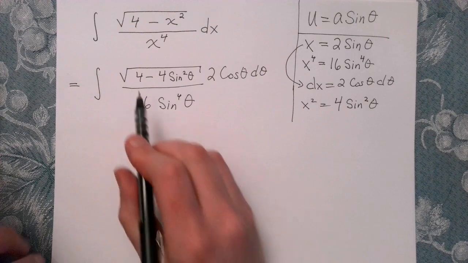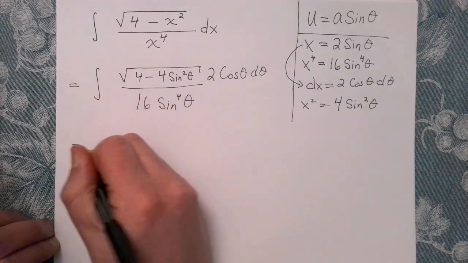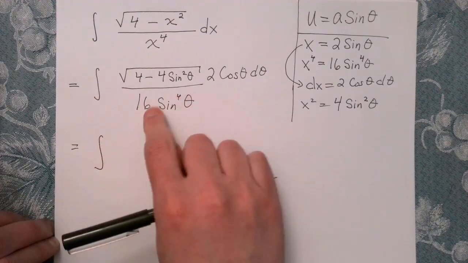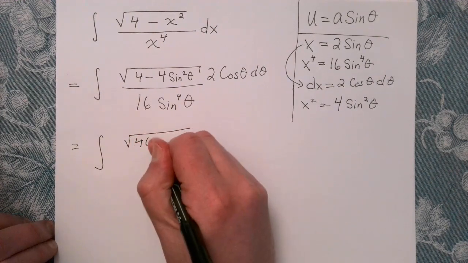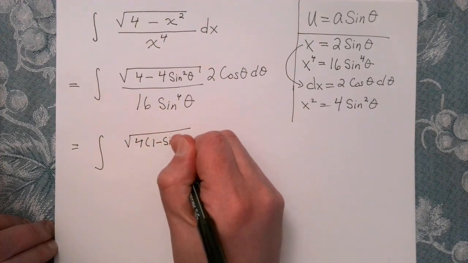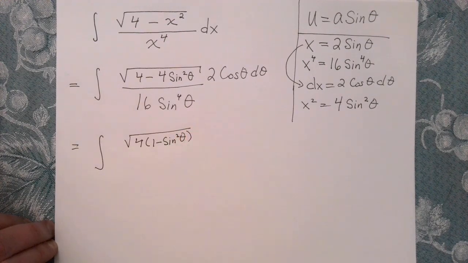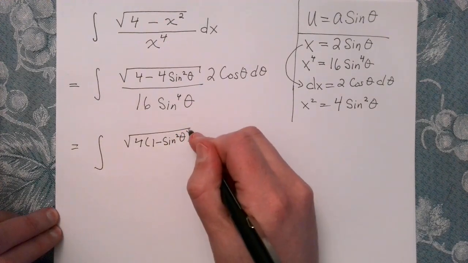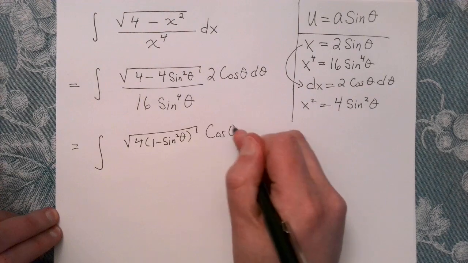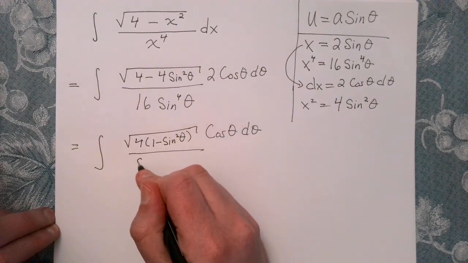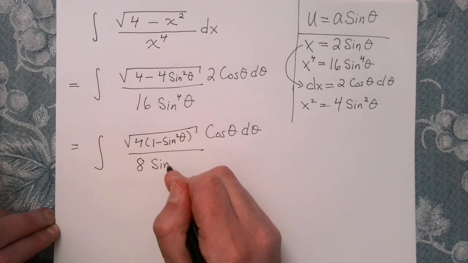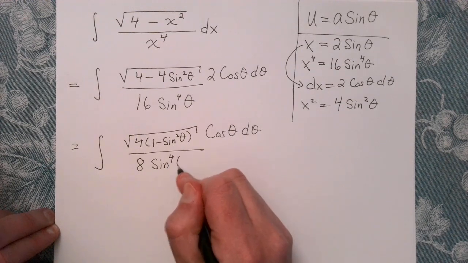So next thing I want to do is factor out a 4 here. I could also do a little canceling here as well. So if I factor out a 4, notice I've got a 1 minus sine squared of theta. So here's cosine of theta d theta. And so 2 goes into 16 8 times. And that seems just fine.